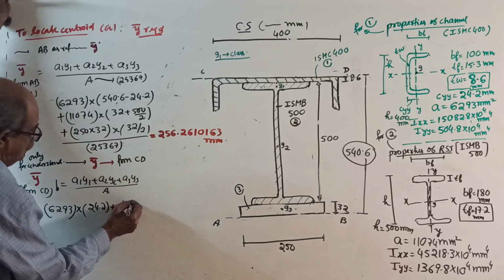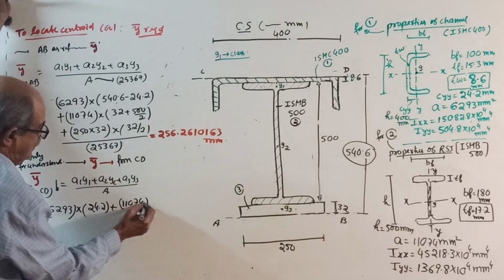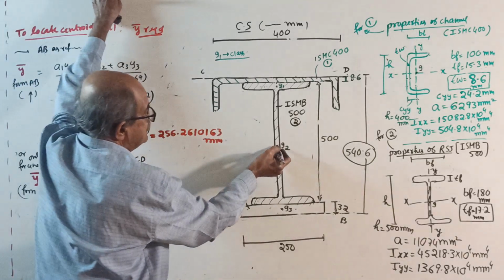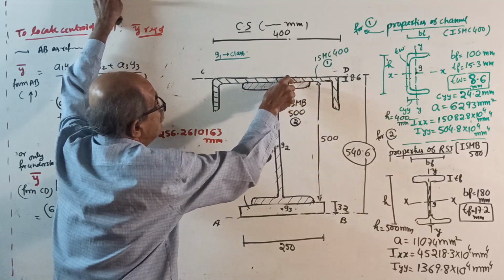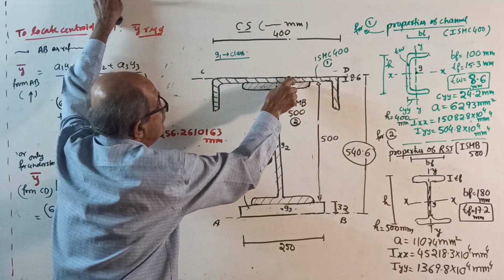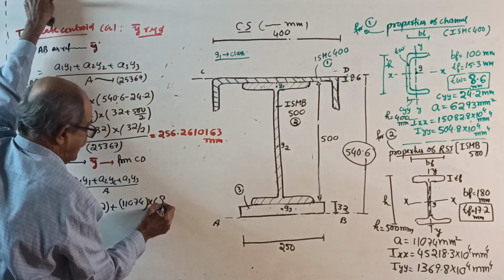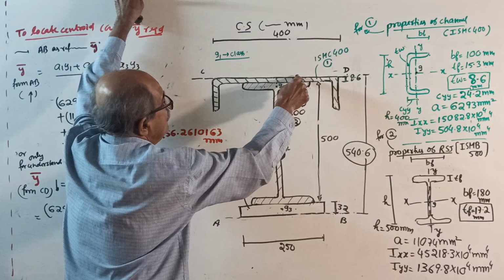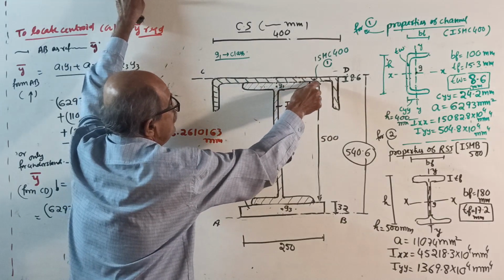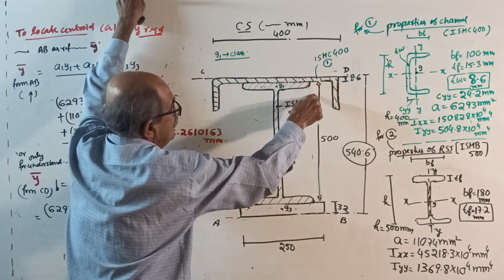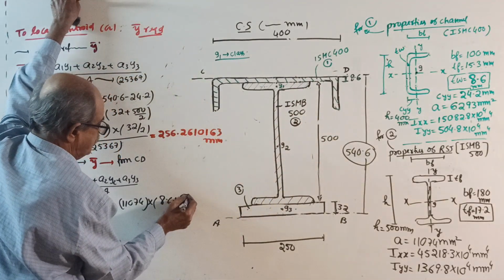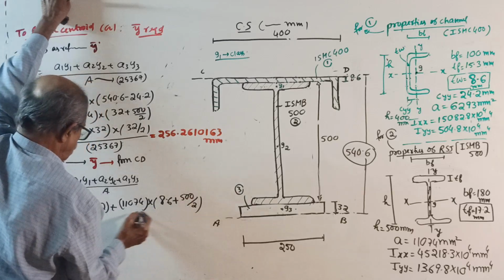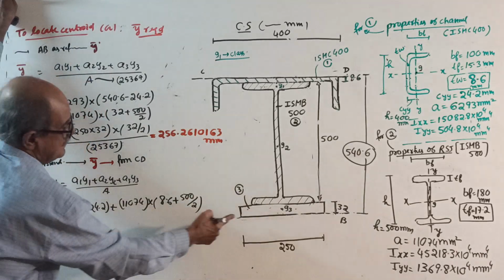11074 is the I section area. Its centroid from the top edge: first, from here you have to come down 8.6. That's very important. You come down by 8.6, then you reach here, then come down by exactly the midpoint of 500. 8.6 plus 500 by 2, plus A3 is the rectangle area.